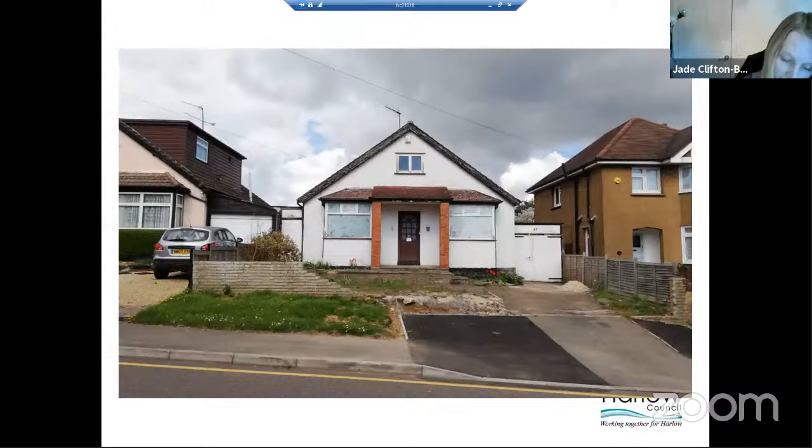So in conclusion, the proposed development is not considered to result in adverse impacts to the character and appearance of the area and would not result in detrimental impacts to neighbouring amenity, parking in the highway, refuse collection or trees subject to conditions. The proposed development is therefore considered to be in compliance with the relevant policies within the Harlow Local Development Plan and is acceptable in principle and is recommended for approval accordingly. Thank you, Chair. Thank you, Jade.